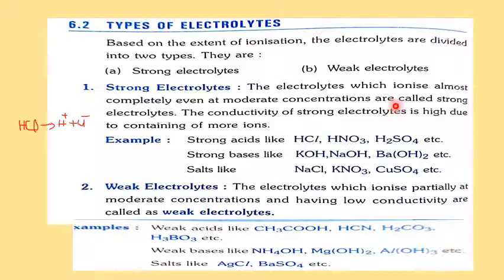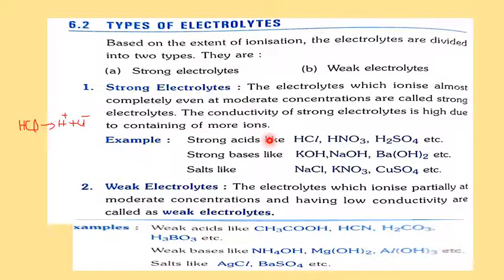Okay, at moderate concentration, how much electrolyte we have taken, that much of electrolyte will be dissociated or ionized into ions. Okay, the electrolyte dissociates completely means that solution contains more ions, so that strong electrolyte conductivity is high.